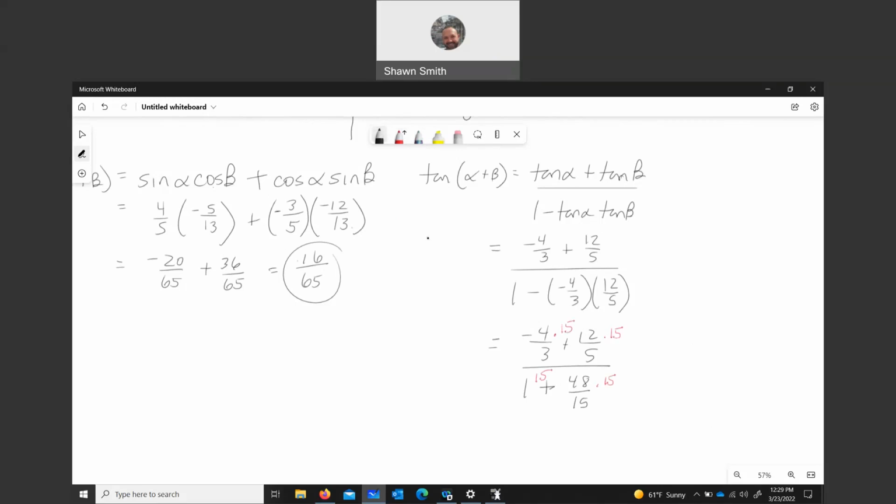And cancel some things out. 3 goes into 15 5 times. 5 into 15 3 times, 15 into 15 one time. So that makes negative 20. Negative 4 times 5 is negative 20. 12 times the 3 is 36. 15 plus the 48. So that gives us 16 over 63 for the tangent.